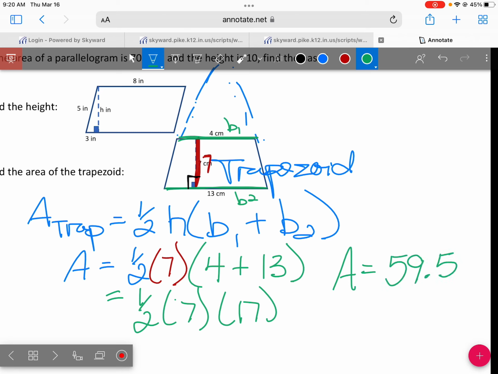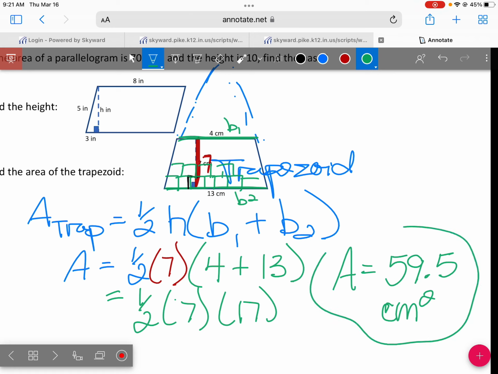So the area is 59.5, and if it's area, it's whatever your units are, centimeters squared. Because area, you are always trying to figure out how many little squares make up that entire figure. Any questions on that? Any questions?